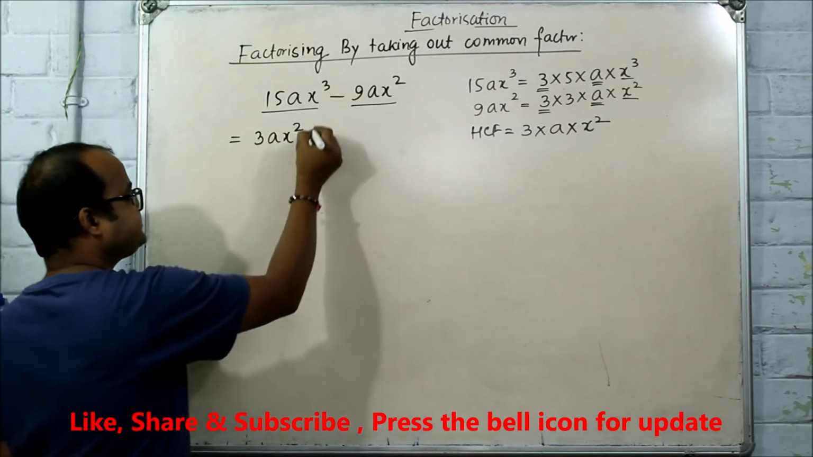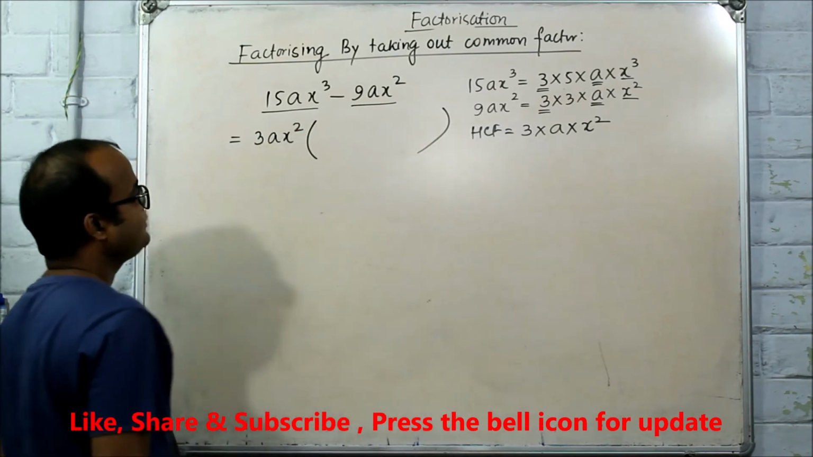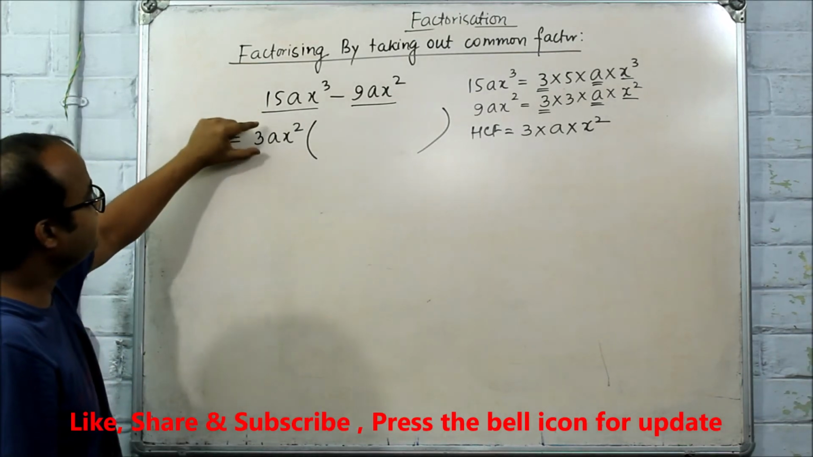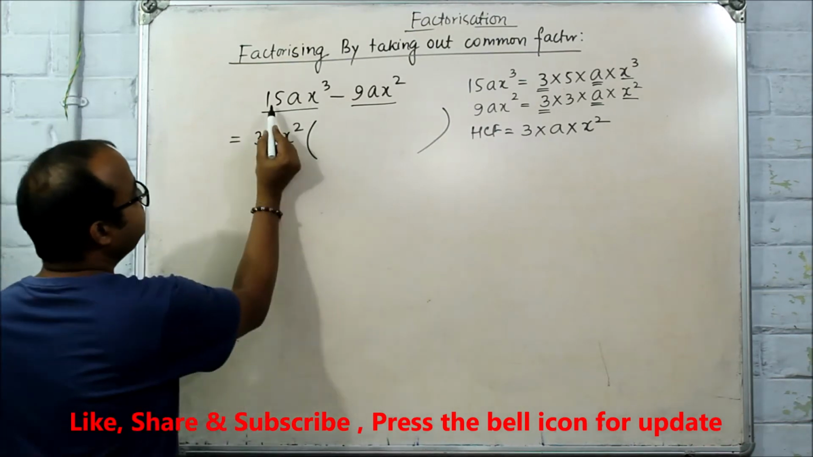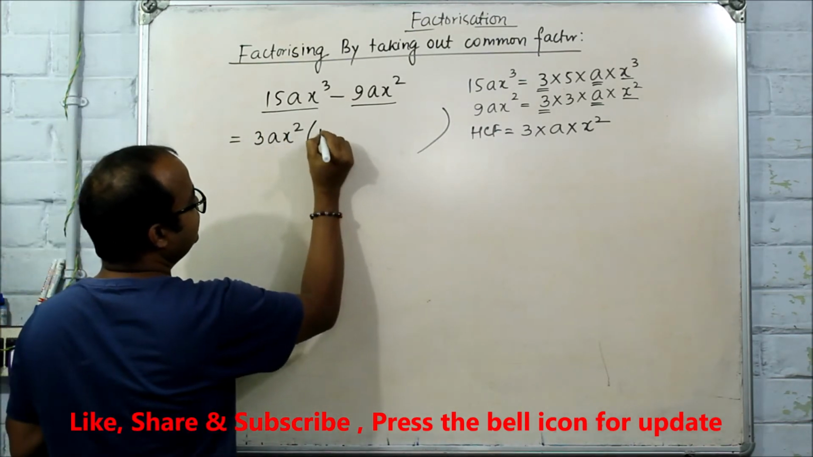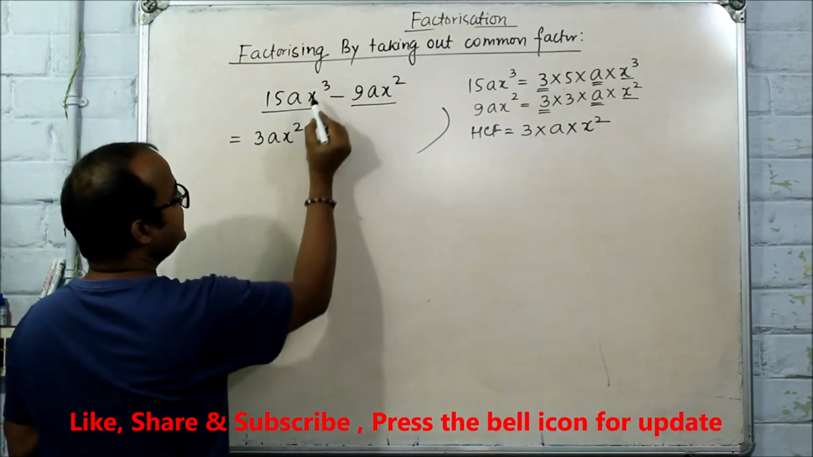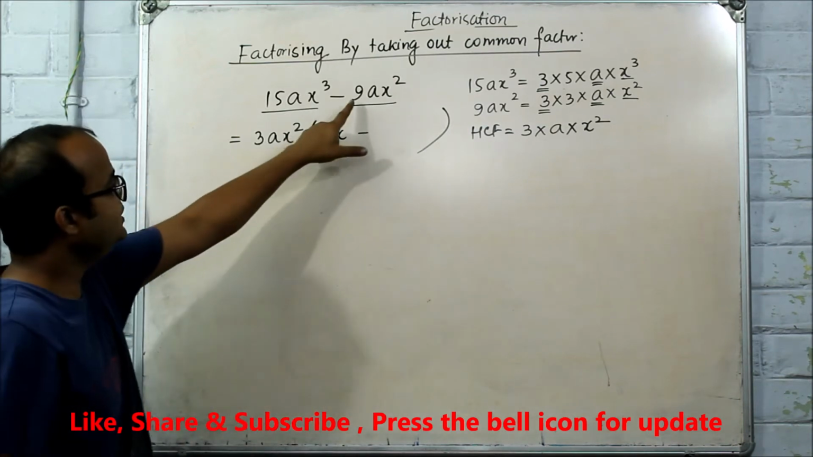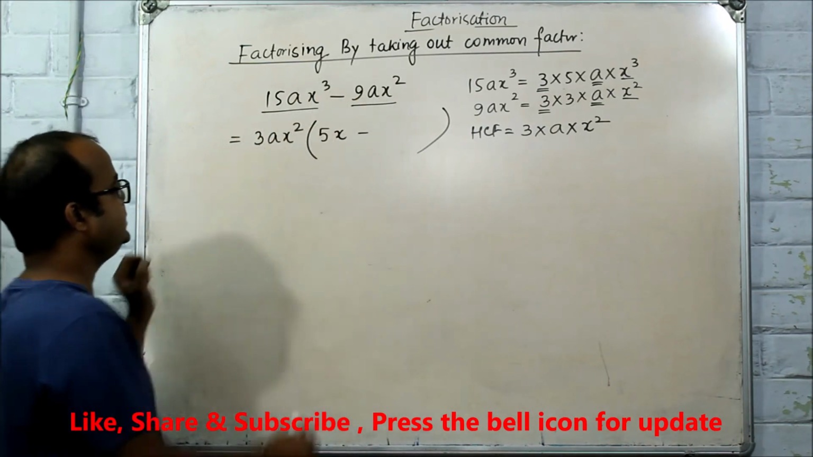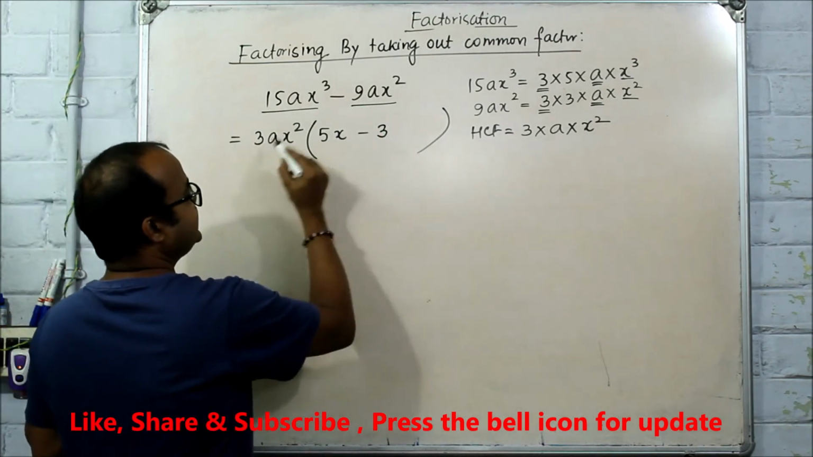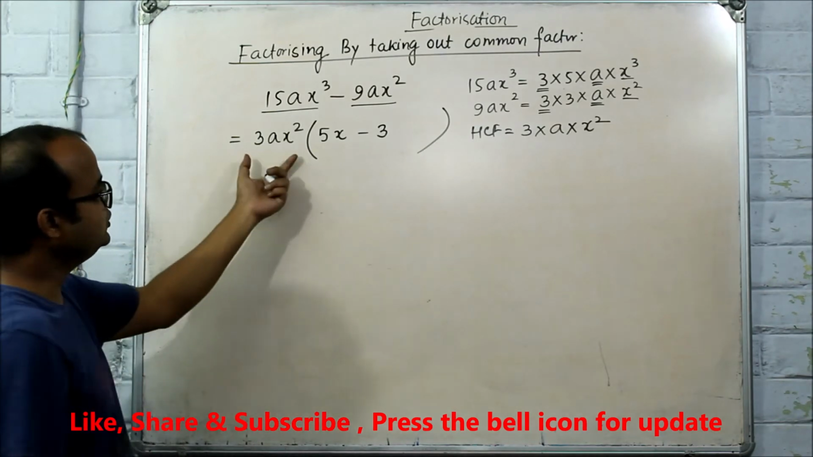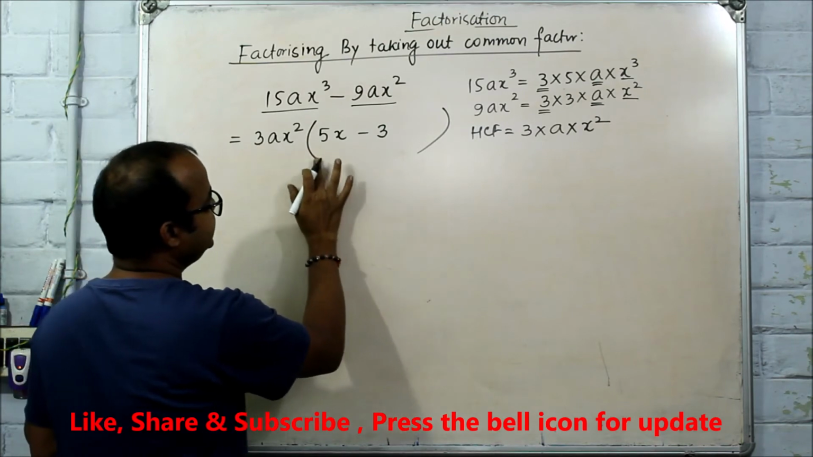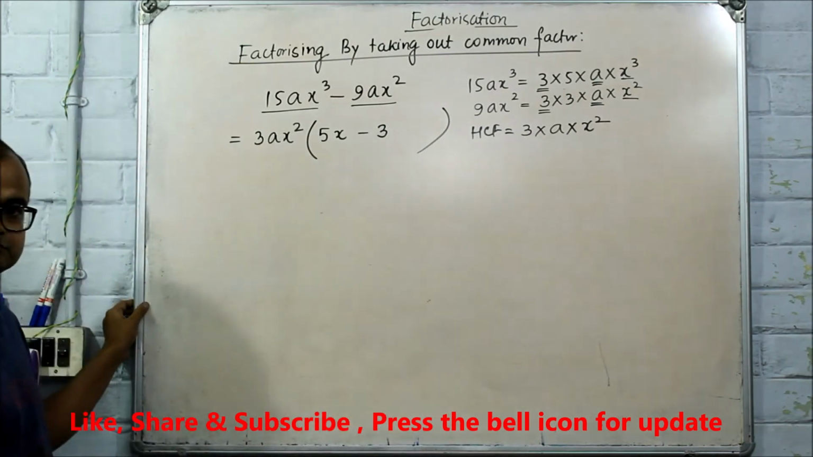Now we need to give the brackets. Now divide each term by its HCF. So 15 divided by 3 is equal to 5. A cancels. x cube by x square is equal to x. Minus 9 divided by 3 is equal to 3. A cancels, x square cancels. So the factors of this are 3ax square into 5x minus 3. Clear?